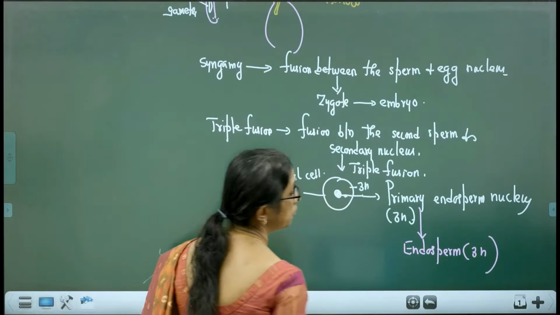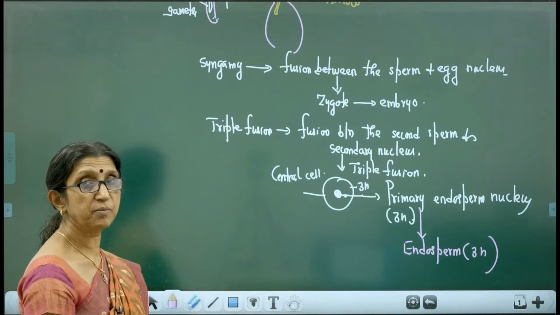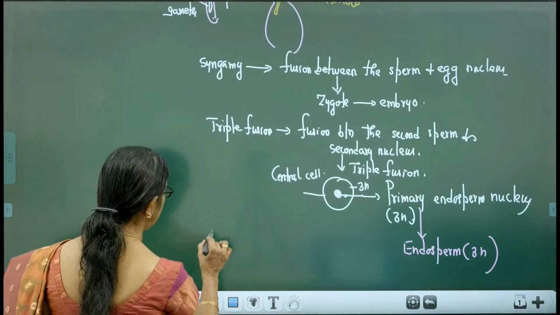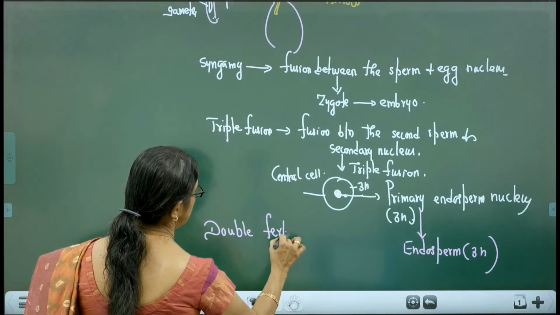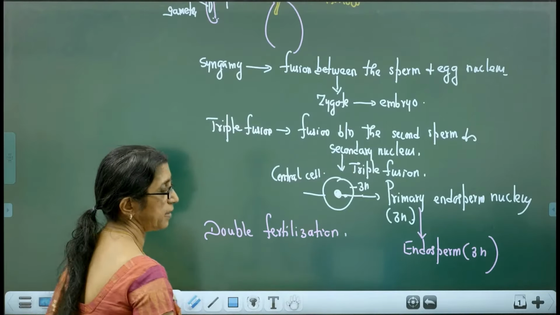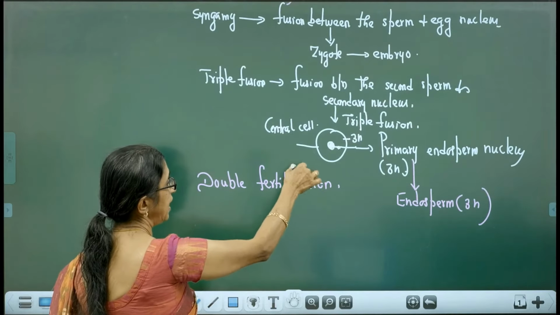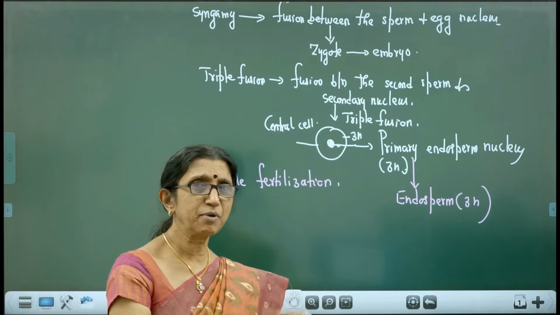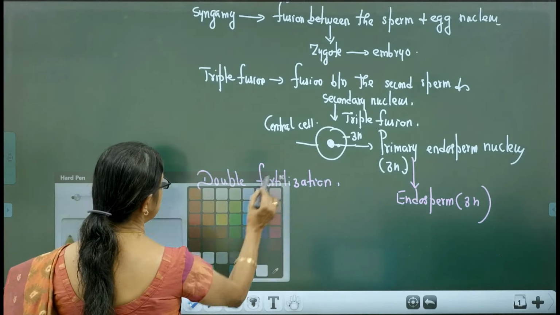Again 3N, the nutritive tissue. And this is so characteristic of angiosperms. Here we can see two types of fusion, and together it is called double fertilization, which is characteristic of angiosperms. So with this, fertilization is over, and the next one is post-fertilization development, that is embryogenesis. You have already studied it in the previous chapter. Okay, next one, embryogenesis.